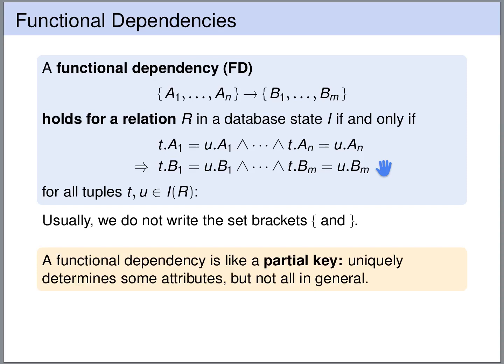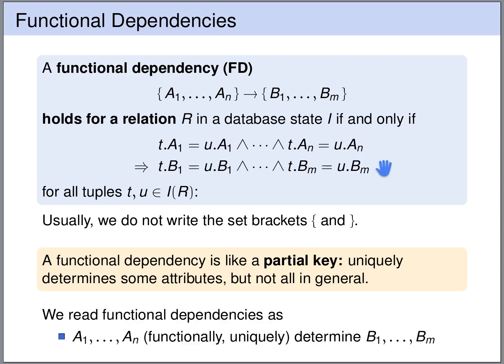So a functional dependency is like a partial key. It uniquely determines some of the attributes, namely in this case B1 up to Bm, but not all of them in general. And as we've already mentioned, we read this functional dependency as follows. We say that A1 up to An functionally or uniquely determine B1 up to Bm. So again, if we have two tuples that agree on the values for the attributes A, then they must also agree on the values for the attributes B.